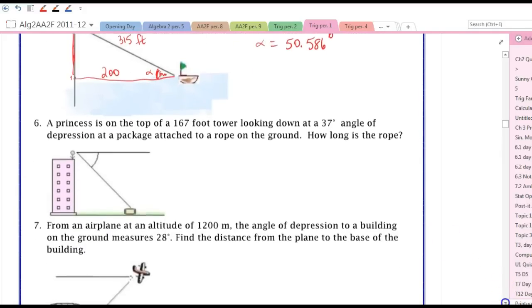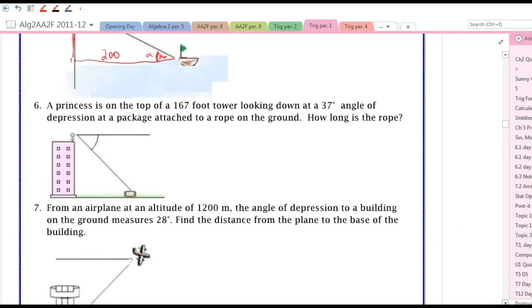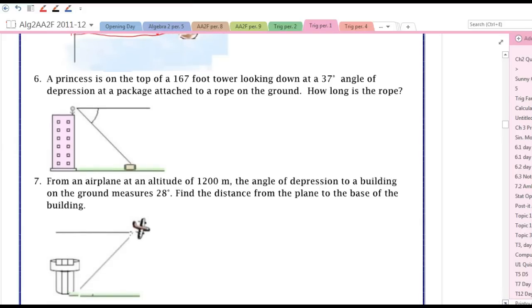Now we got a princess. What's she doing up there? She's on the top of a 167-foot tower. She's looking down at an angle of 37 degrees angle of depression. Again, see this mark here? That's the angle of depression. It always is from the horizontal. Always. She's looking at a package attached to a rope on the ground. How long is the rope?